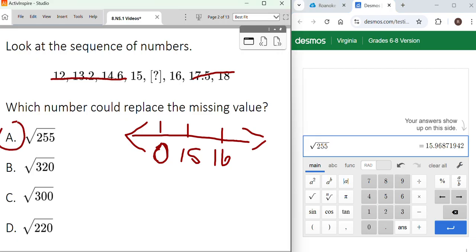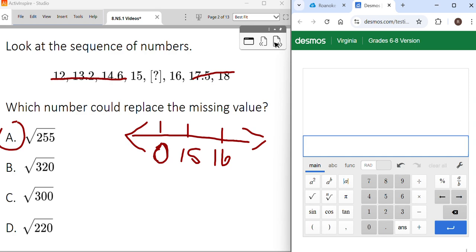Let's try the others just to be sure. So I'm going to start with the square root of 320. That's 17, so that's too big. So let's try the square root of 300. That is also 17, that's too big. And finally, the square root of 220, which is a 14.8, that is not big enough. Always check everything just to make sure that you don't make a mistake.